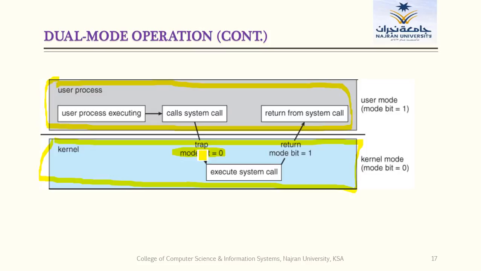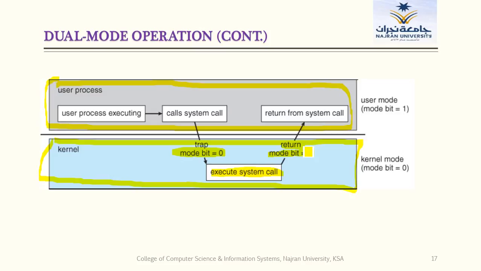Trap, to move from user to kernel mode. Now here the control is with the operating system. Whenever we are in kernel mode, who is controlling the system? The operating system. Now if we want to go back to user mode, then we need to set the mode bit equal to 1, and the process of moving from kernel to user is called return. So two things are very important: mode bit and operation.